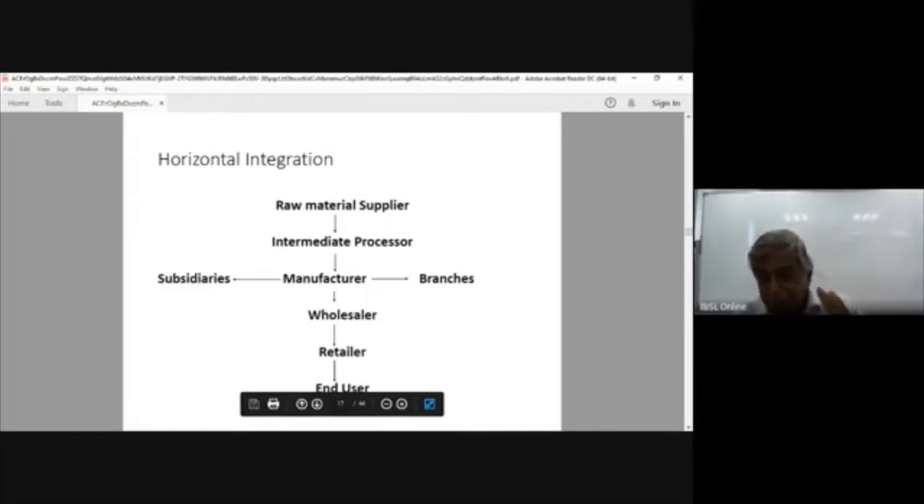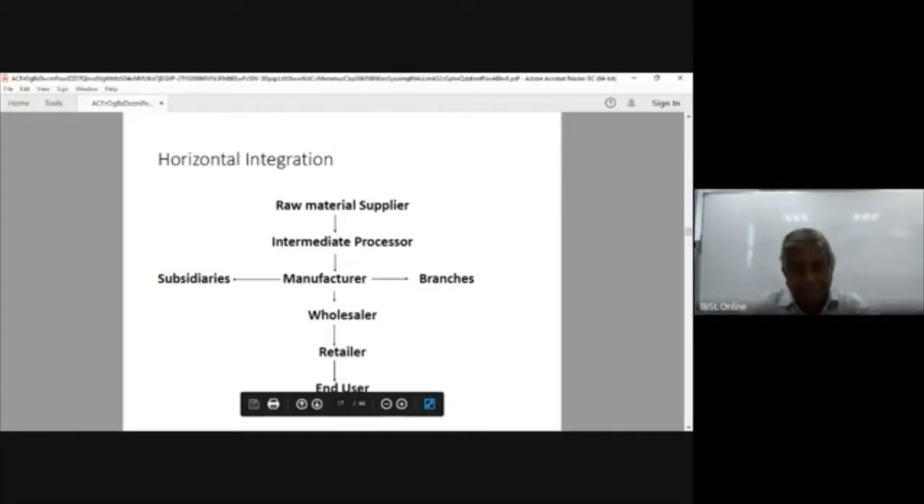So there are two types of integration. One is vertical integration, which is in the supply chain from one level going to the other level, either backward or forward. If the activity is moved backward, then it is backward integration. If the activity goes forward, it is forward integration. This is vertical integration. Then the other one is horizontal integration: the activity in the supply chain expanded at the same level.